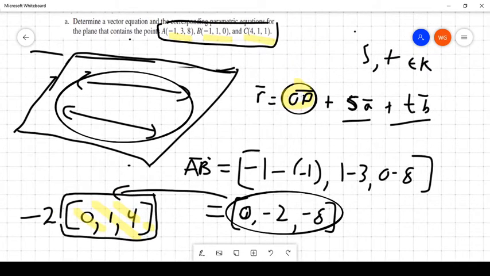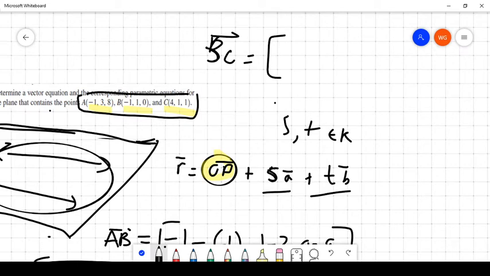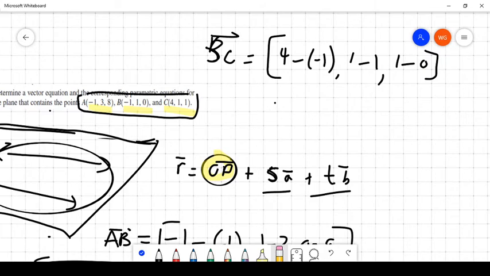So we'll do that over here. Vector BC will be the vector that starts at B and ends at C, and that's going to equal 4 minus -1, 1 minus 1, and 1 minus 0. So what does that give us? Well, that gives us the following: 5, 0, 1.